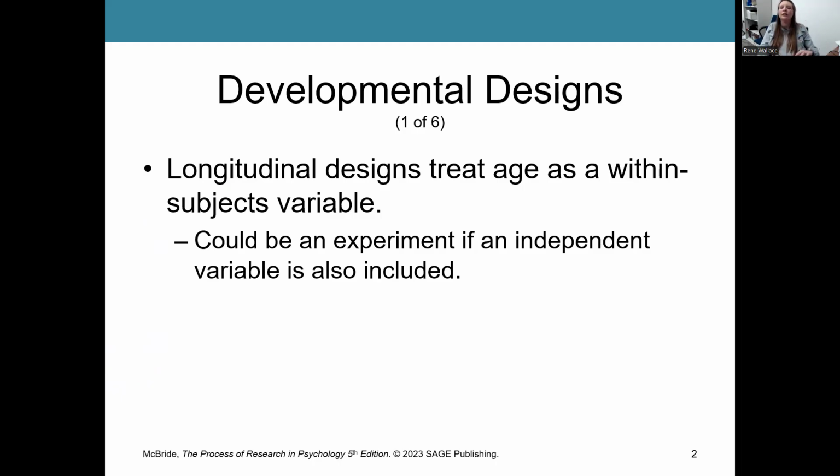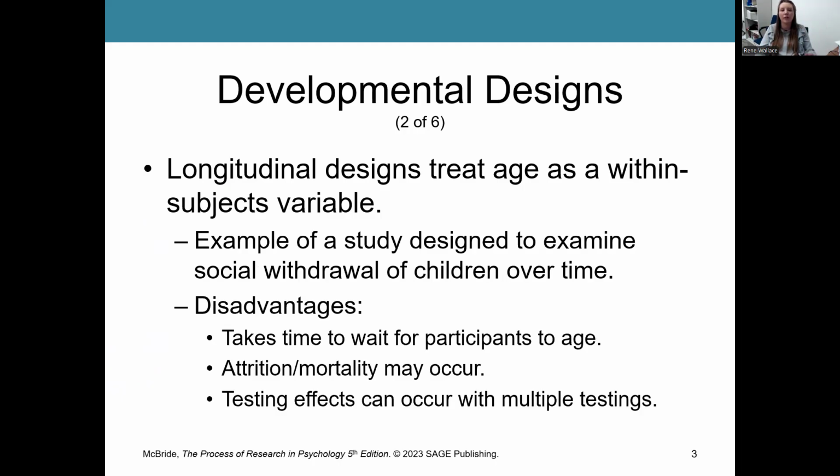Longitudinal designs. We treat age as a within subjects variable. So maybe we are looking at this group of people over a long period of time. We wanted to look at the social withdrawal of children who were adolescents during COVID, right? So maybe researchers have reached out to these kids who were in first or second grade when everyone got sent home for COVID, and they're going to follow these kids through high school and see if there was any social withdrawal or differences. Some disadvantages: it takes a long time, right?